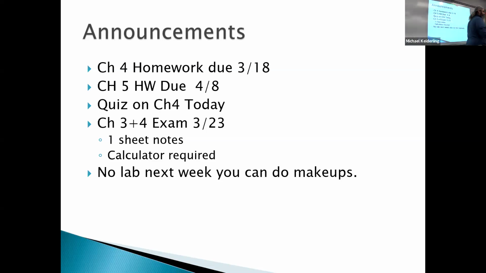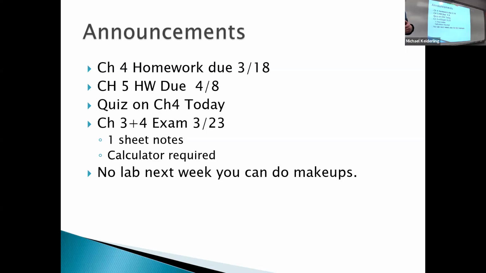Chapter 4 homework is due tonight. Today is the 18th. The chapter 5 homework will be due on April 8th. We have the quiz on chapter 4 today. So the chapter 4 quiz is today. We'll have it later in class.